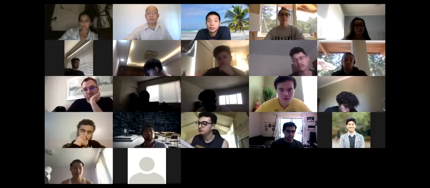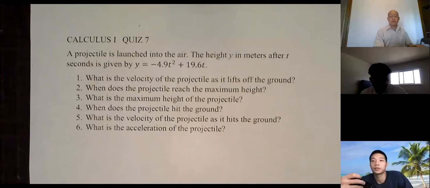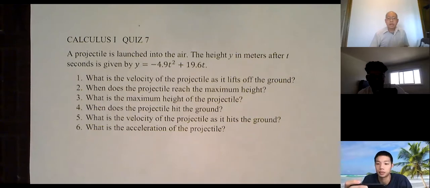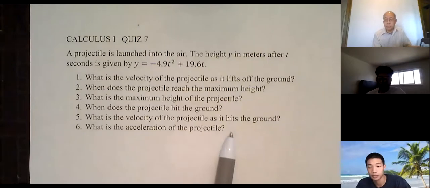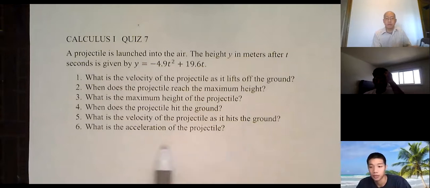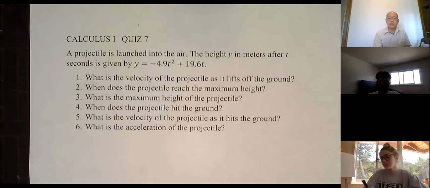Let me try to share the screen again. Get your cameras ready. All right, there we go. So take a picture. I'll talk about it. A projectile is launched into the air. The height in meters after t seconds. By the way, all of these should have the proper units. What are the proper units of velocity? What are the proper units of acceleration? The height is y equals negative 4.9 t squared plus 19.6 t.